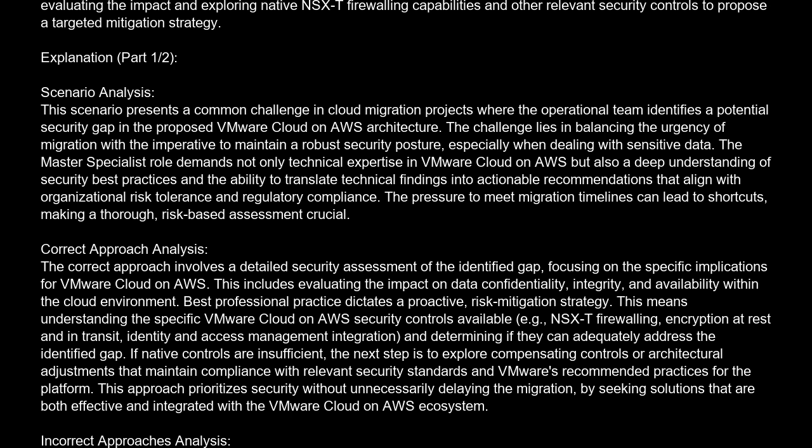This approach prioritizes security without unnecessarily delaying the migration by seeking solutions that are both effective and integrated with the VMware Cloud on AWS ecosystem.